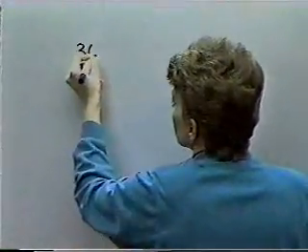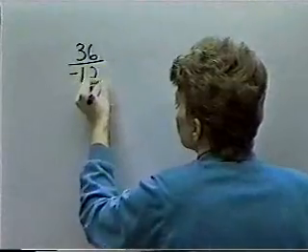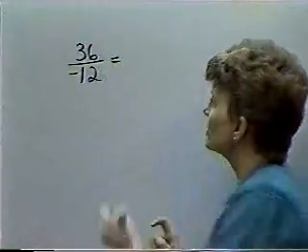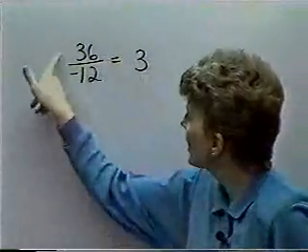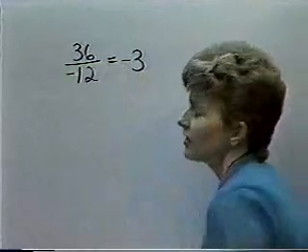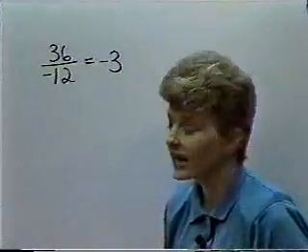Let's simplify 36 divided by negative 12. 36 divided by 12 is 3, and a positive divided by a negative is a negative, so my answer is negative 3.